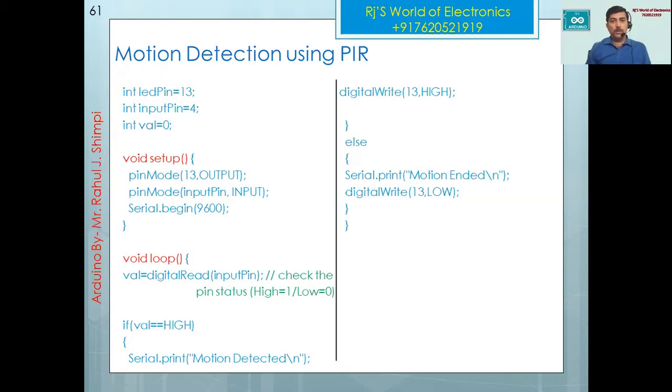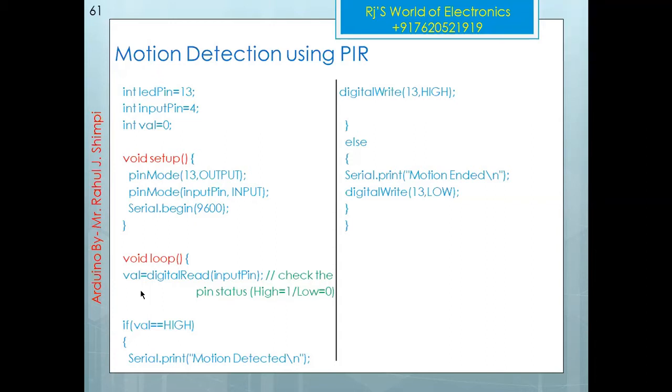Next, I have called Serial.begin open bracket 9600 bracket close semicolon. It will initialize the serial monitor as I want to display some text on serial monitor whether the motion is present or motion is absent.